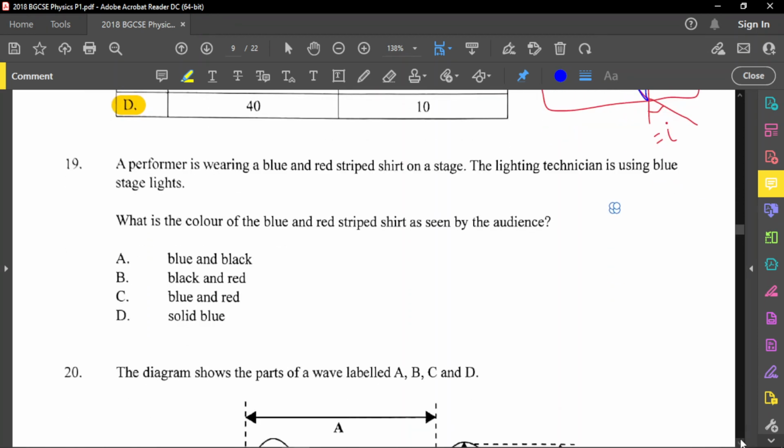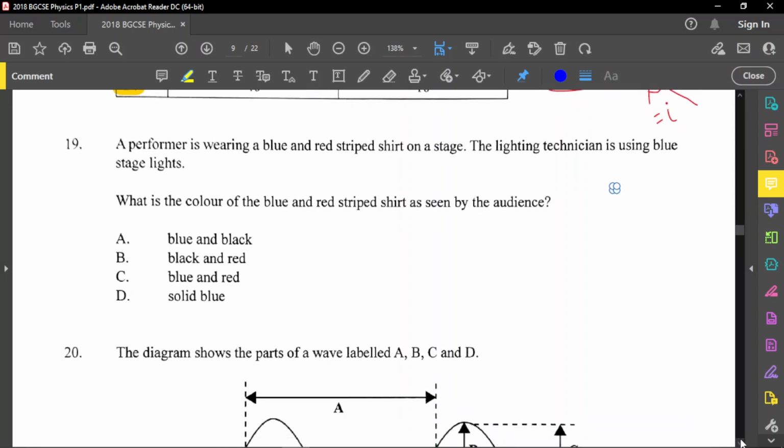Now, number 19, it said a performer is wearing a blue and red striped shirt on a stage. It said the lighting technician is using blue stage lights. So he's only using blue stage light. So the stage light here is blue. The person is wearing a blue shirt with red stripes, a blue and red stripe. It doesn't matter if it's striped or whatever. The fact that it's blue and red, that's the most important thing. It said, what is the color of the blue and red striped shirt as seen by the audience?